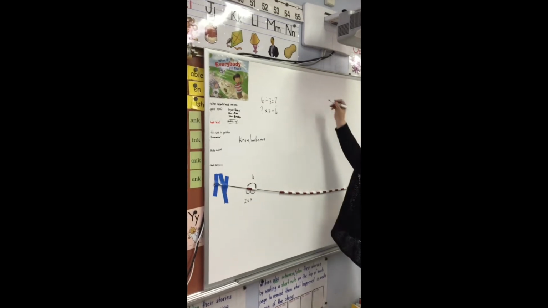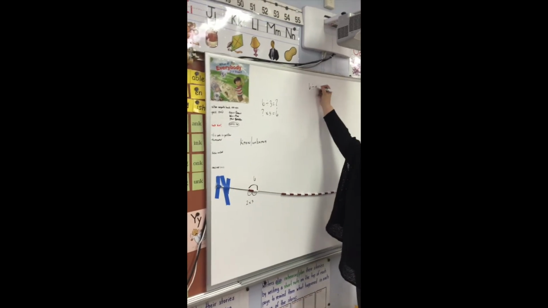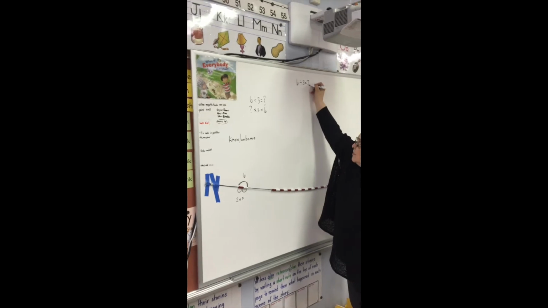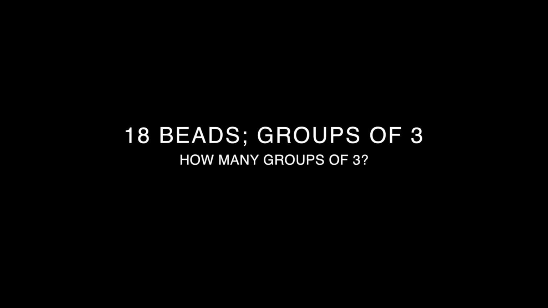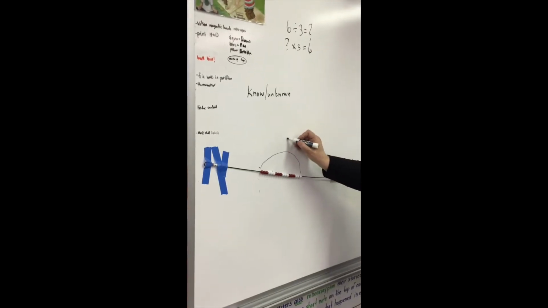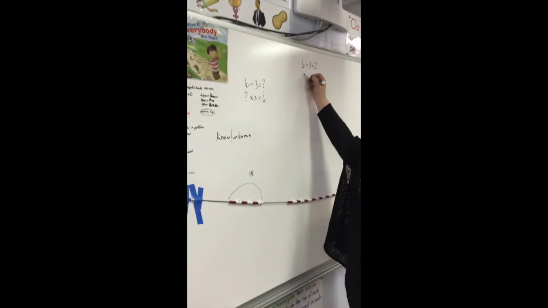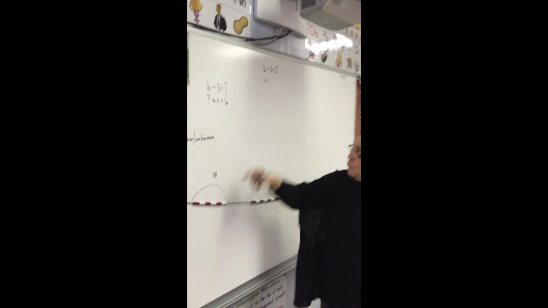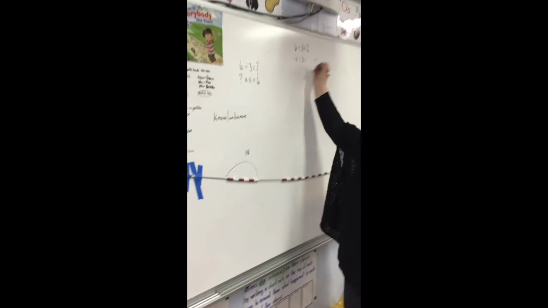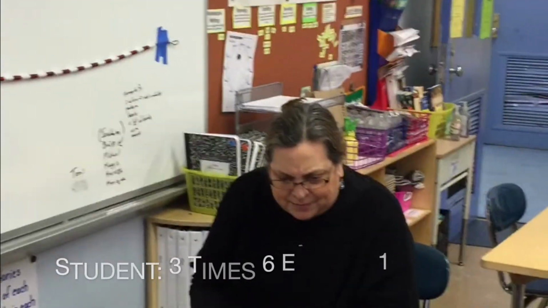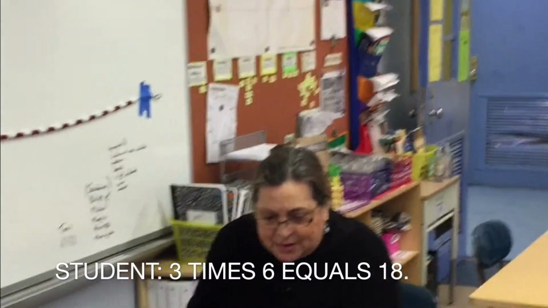Okay, so I'm going to write our problems up here. So 6 divided by 3 equals 2. That was our first problem. I just pulled over 18 beads, and we can think about it as 18 beads, and we have groups of 3, and how many groups of 3 is that? 6, and how did you get that? Because 3 times 6 is 18.